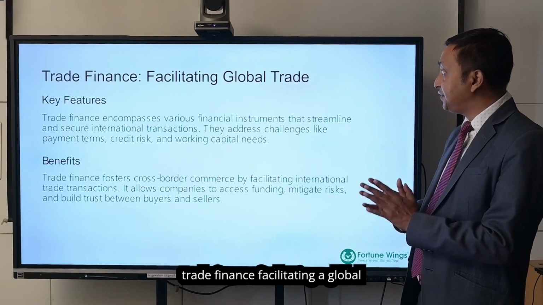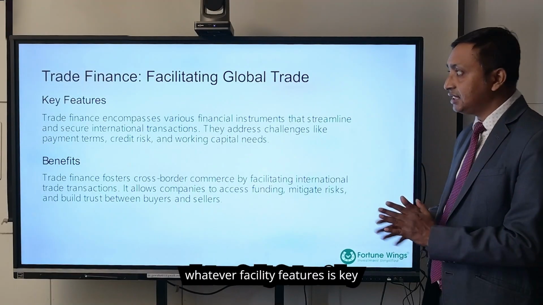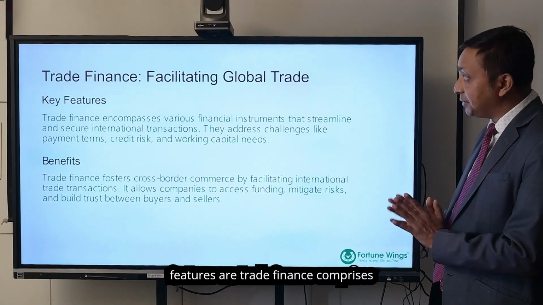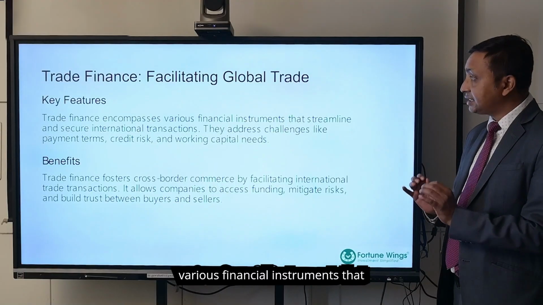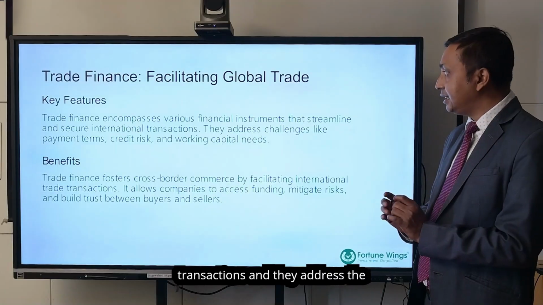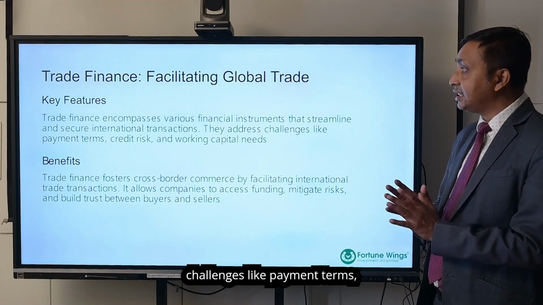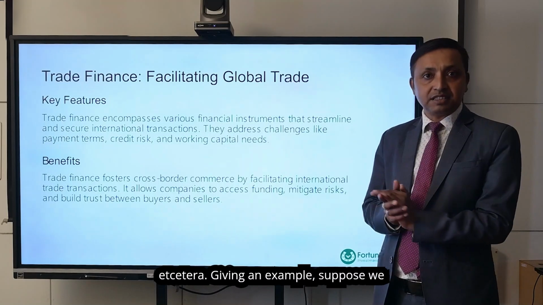What is trade finance? Facilitating global trade. When we are doing global trade, what are its features? Its key features are that trade finance comprises various financial instruments that streamline and secure international transactions, and they address challenges like payment terms, credit risk, working capital needs, etc.